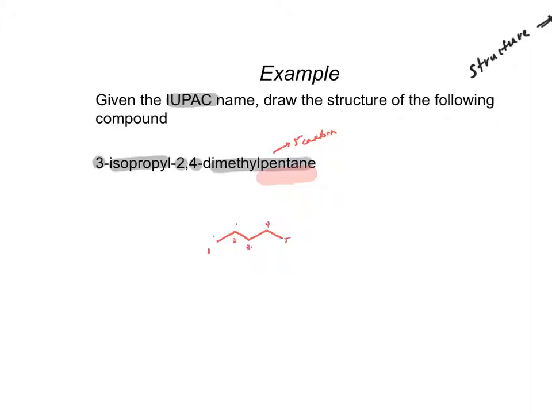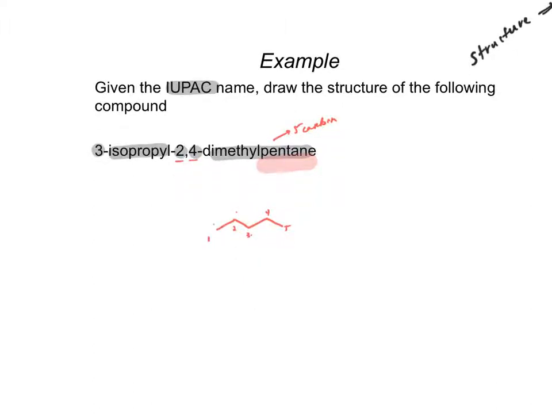Now I'm just going to put the things that they tell me are there at the position they're at. For example, they have a methyl group at the 2 and the 4 position. So all I'm going to do is draw a line at the 2 and the 4 position. We'll make that look a little bit prettier, get rid of the number here and clean that up. So this is our 4 position.